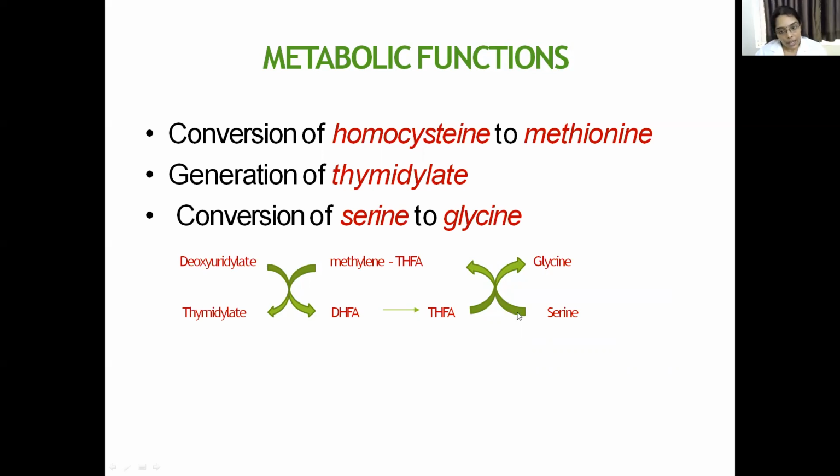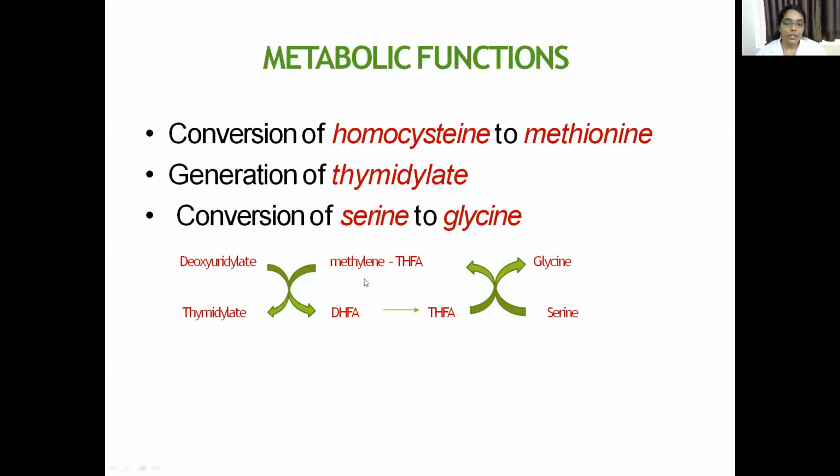Conversion of serine to glycine requires tetrahydrofolic acid, which is converted to methylene tetrahydrofolic acid. This methylene tetrahydrofolic acid is utilized when deoxyuridylate is converted to thymidylate. In this reaction, the tetrahydrofolic acid is consumed, so it has to be regenerated. That comes from dihydrofolic acid. When dihydrofolate reductase acts on dihydrofolic acid, it generates tetrahydrofolic acid.